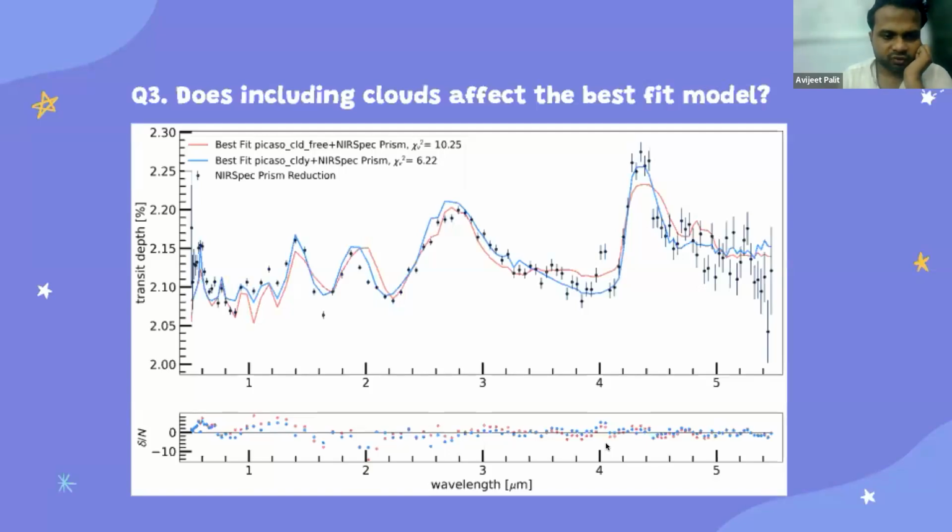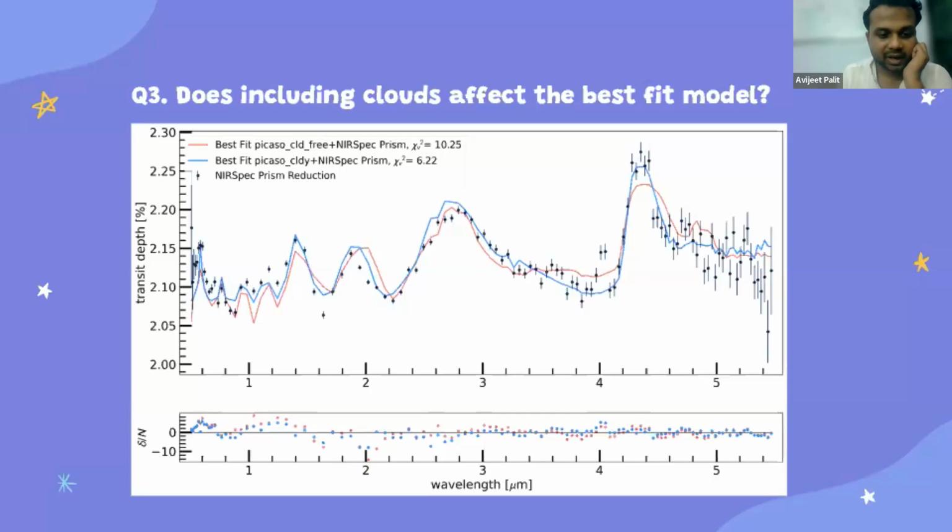So you can find that cloud seems to fit pretty well, whereas cloud free is a low fit. If you observe these bumps, for the cloud and cloud free atmosphere, there is a huge difference in terms of best fitting. So from this graph, we clearly conclude that clouds affect the best fit model.